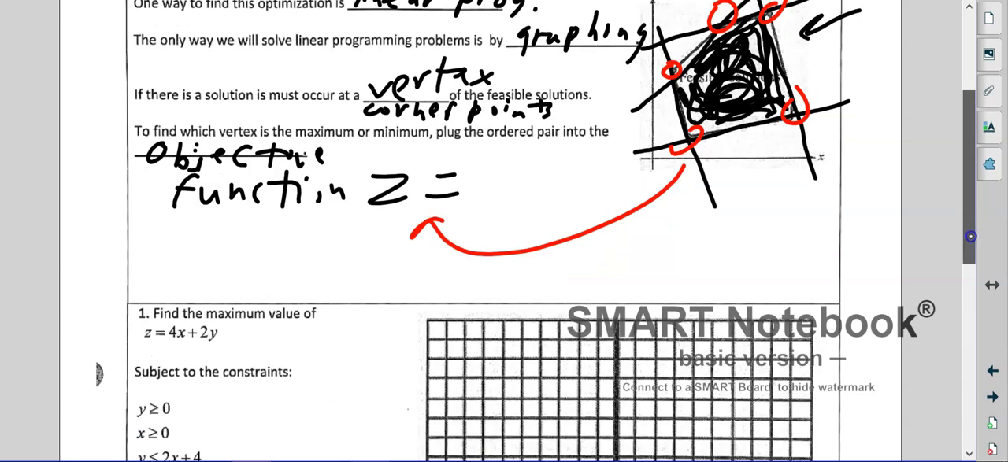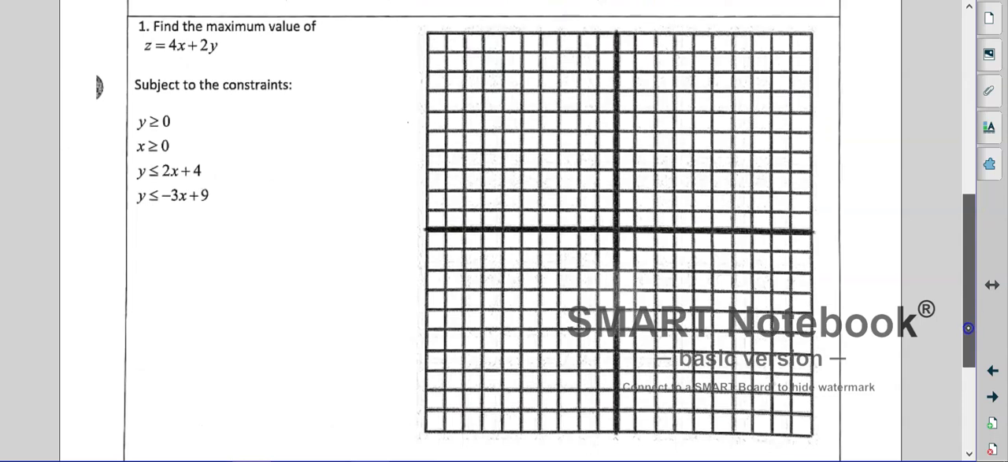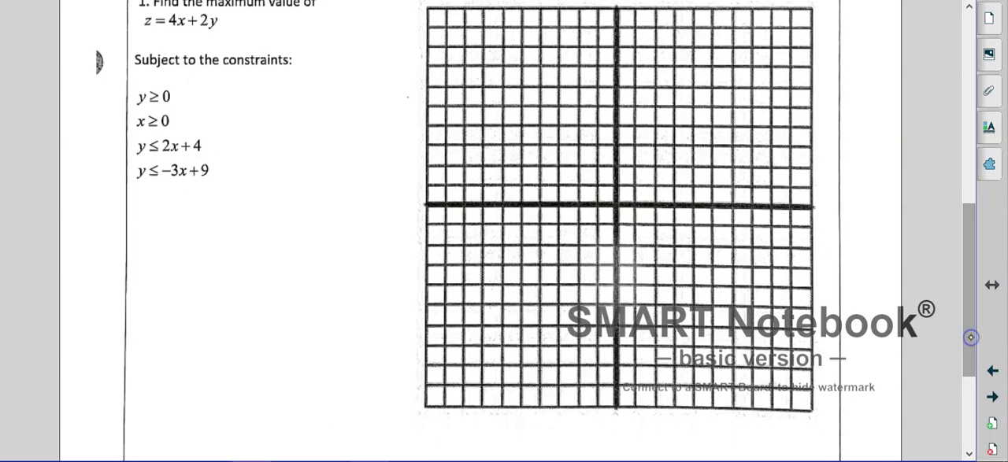and figure out which one gives us the minimum or maximum of whatever we're looking for. Okay, so find the maximum value for 4x plus 2y. Z equals 4x plus 2y. We're going to come back to this at the end after we graph everything. Now remember, these just give us the first quadrant. Okay, so that means we're going to be only in here.